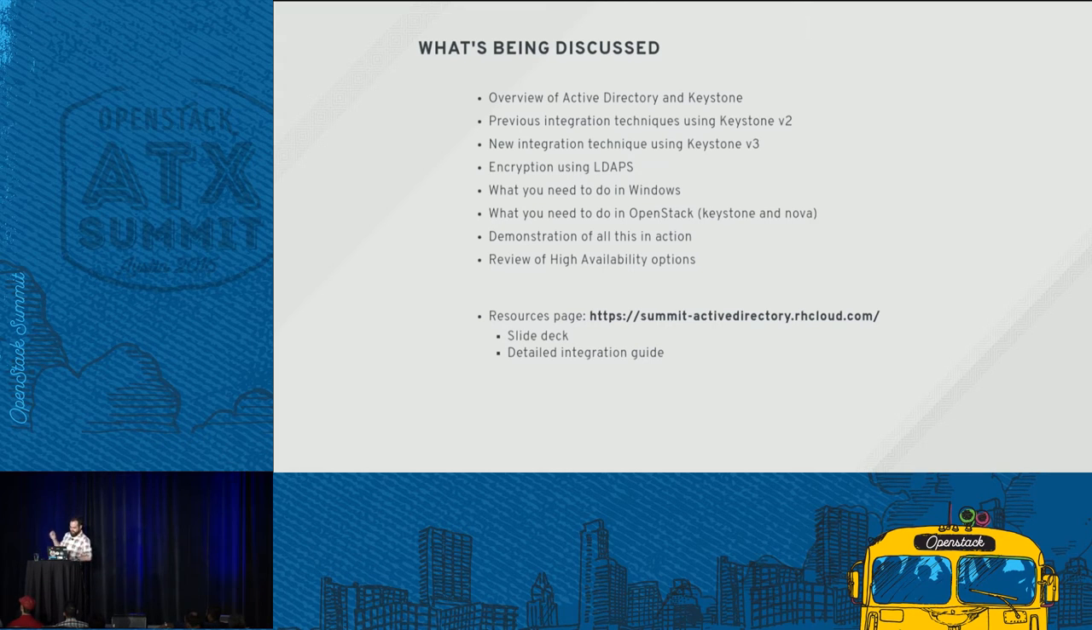Then I'm going to also go over the steps that Windows admins would need to do, and then also what the OpenStack admins need to do to their Keystone and Nova. I have a demonstration prepared in real time, and then we're going to look at just the high availability options to make this a bit more resilient.